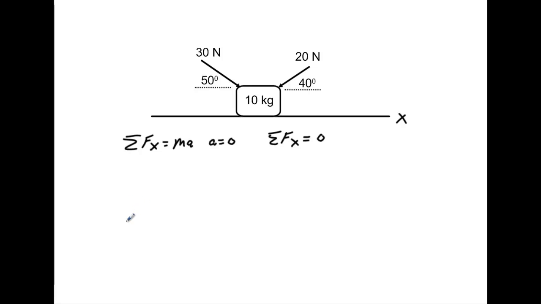Alright, so let's draw our force diagram or free body diagram first. We'll have 10 kilograms here. That's 10 times 9.8 meters per second squared, which gives me 98 newtons coming down. Draw that with a vector real quick.